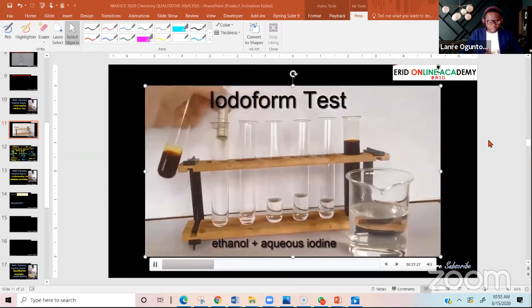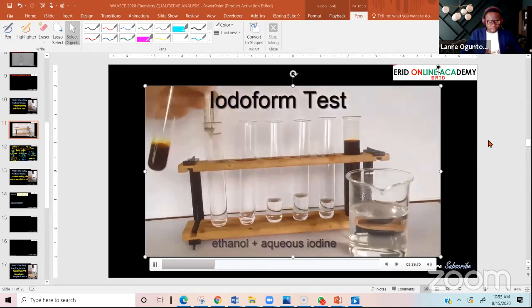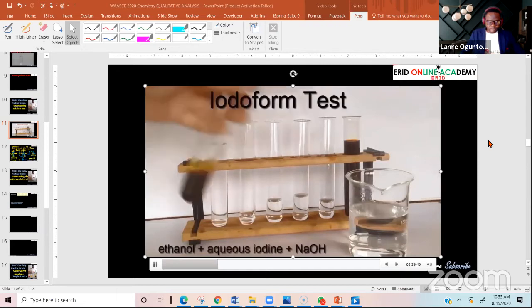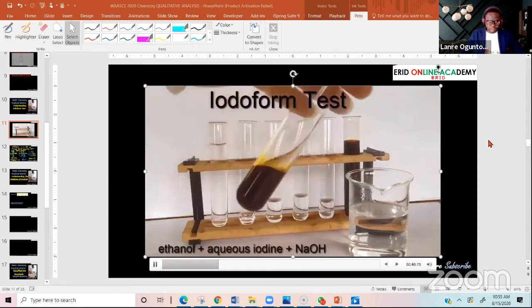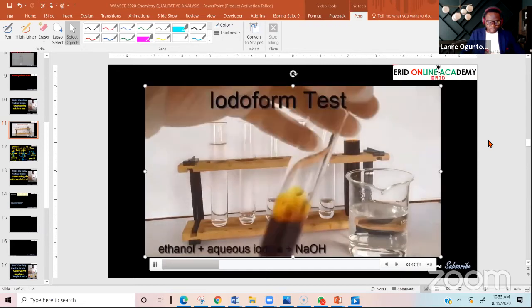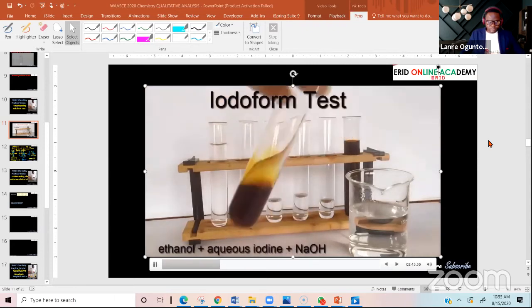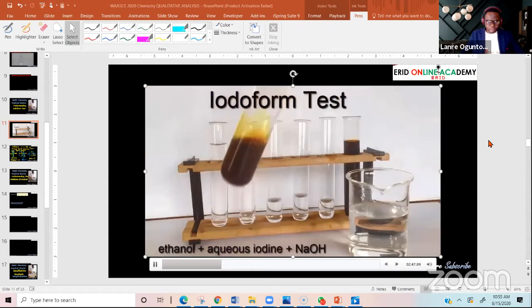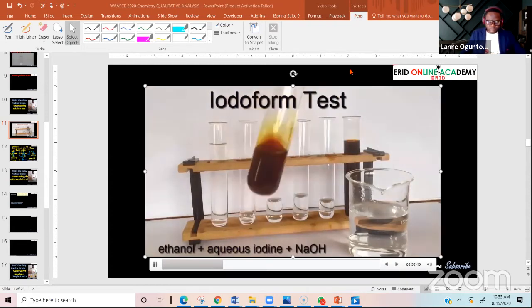I'm going to add the sodium hydroxide to the mixture gradually. It's very important. While I'm adding it, you'll notice that I'll be shaking the boiling tube. I add gradually, shake the boiling tube, add gradually, shake the boiling tube. Of course, that will help the rate of my reaction and my reactants to mix together properly.